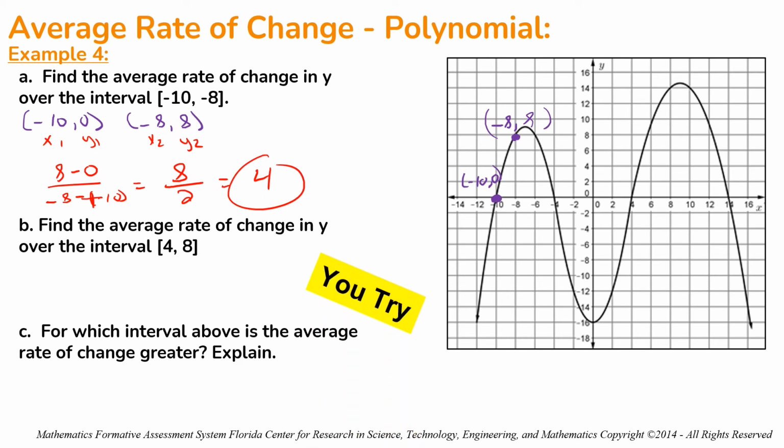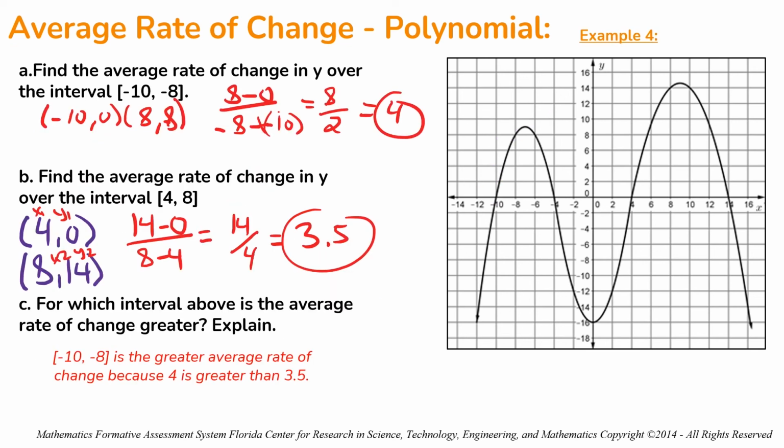And what I would like for you to do is try these last 2 problems on your own. Go ahead and pause the video, find the average rate of change from 4 to 8, and explain which average rate of change is greater. For part B, you should have gotten that average rate of change is 3.5. And for part C, for which interval above is the average rate of change greater? It is the interval from negative 10 to negative 8, because the average rate of change is 4, whereas from 4 to 8 it is 3.5.